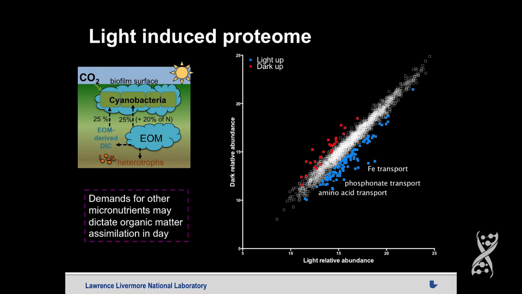And what we see is evidence in the light for iron transport, phosphonate transport, and amino acid transport. So these are clues to us that in the light, this nitrogen-rich uptake might be driven by them taking up this organic matter to try and scavenge other nutrients that they might need, which makes sense.